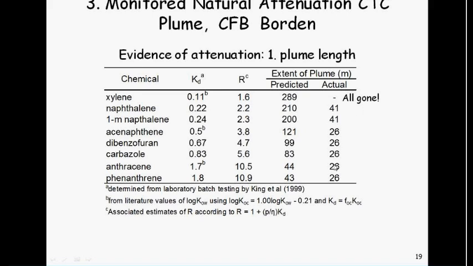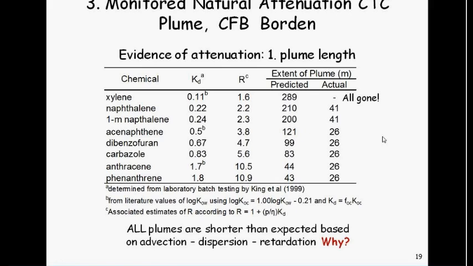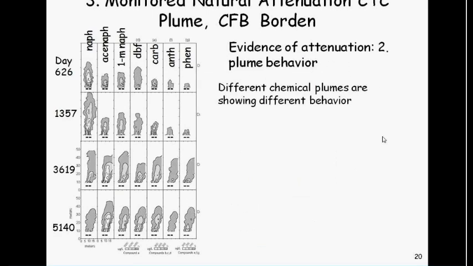So it's clear the plumes aren't as far as they should be. So we can't account for where the plume is by advection, dispersion, retardation. That points us towards some reaction has occurred. So our hypothesis is there's a reaction going on.